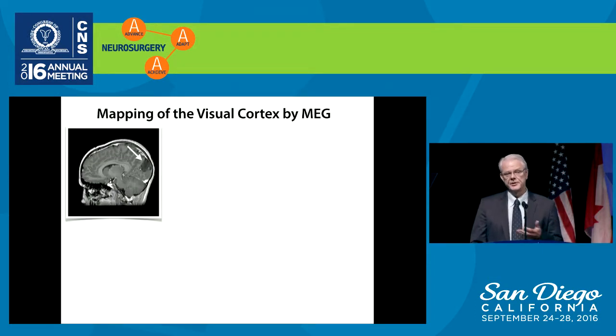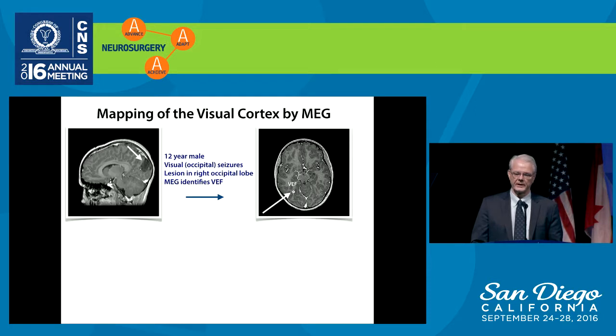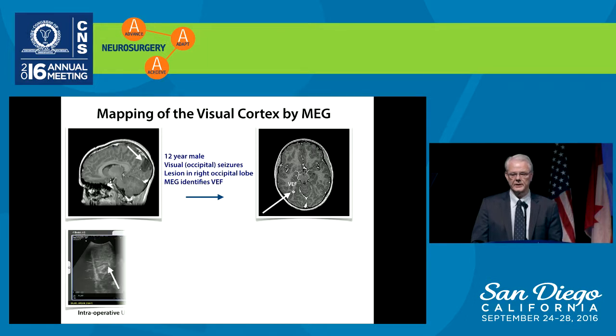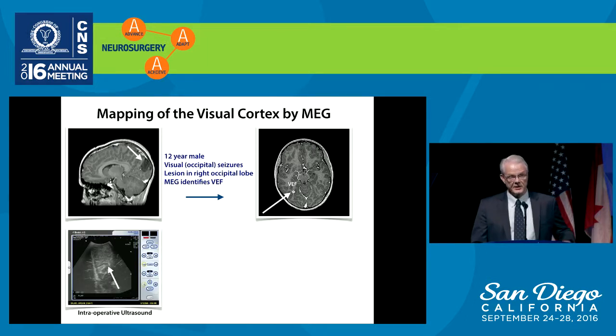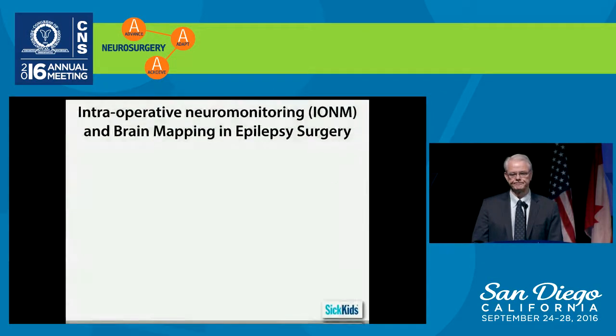What you may not know about MEG is you can also map the visual cortex. Here's a 12-year-old male who has visual seizures. You can see the lesion in the parietal cortex abutting the occipital lobe. There's the visual evoked field shown by the arrow in the right-hand panel. At the time of surgery, you can see by ultrasound we can characterize the lesion and we can remove it. This child now is seizure-free. We've been able to spare the visual fields because the lesion was sitting above the calcarine cortex, and we had all this information heading into surgery.